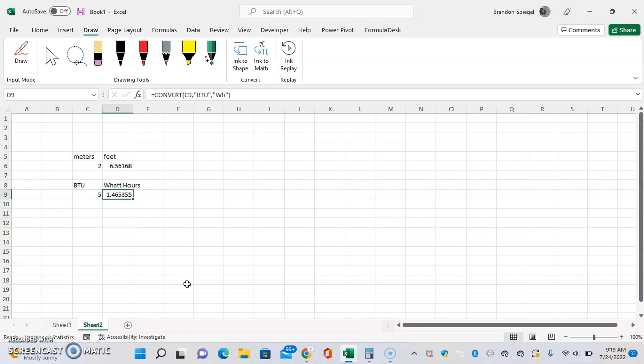So I hope you found this quick tutorial on the convert function to be useful, and I hope this will save you time in converting things.